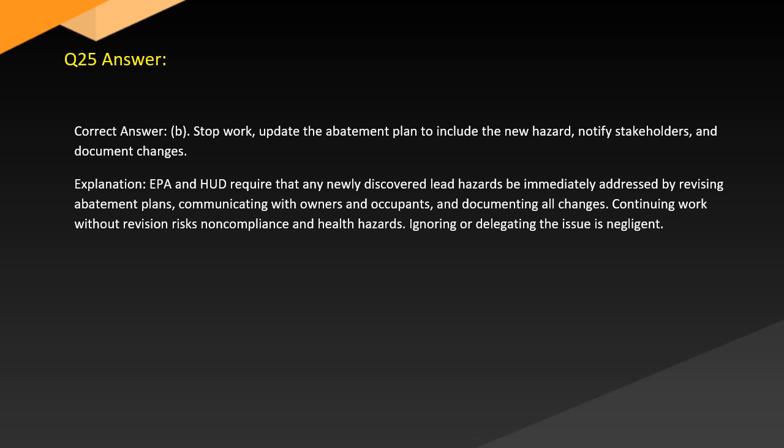Answer. Correct answer: B. Stop work, update the abatement plan to include the new hazard, notify stakeholders and document changes. Explanation. EPA and HUD require that any newly discovered lead hazards be immediately addressed by revising abatement plans, communicating with owners and occupants, and documenting all changes. Continuing work without revision risks non-compliance and health hazards. Ignoring or delegating the issue is negligent.